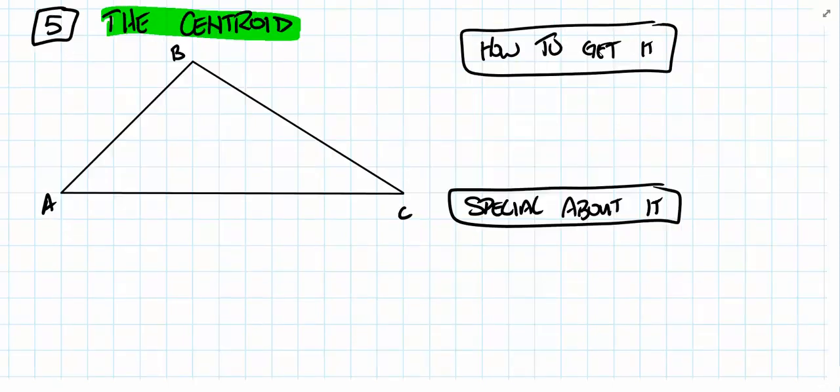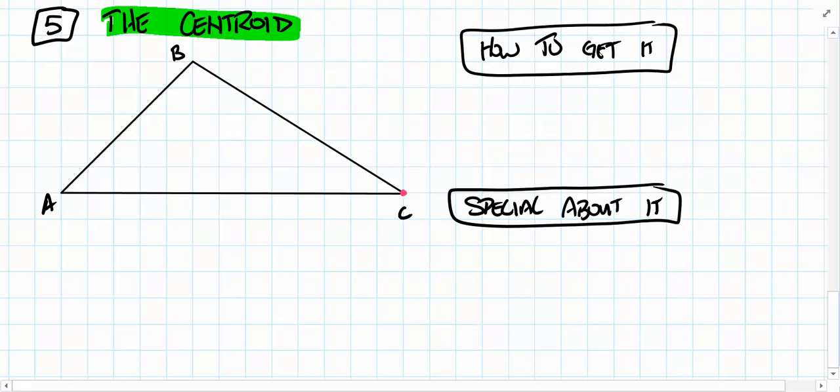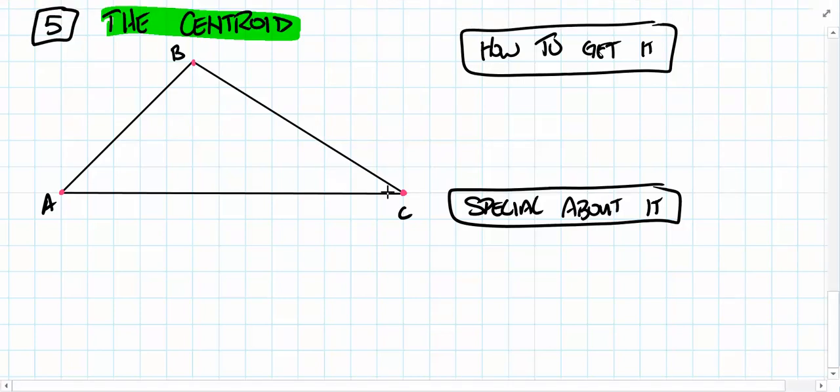So what we're going to do is construct the medians from each vertex, okay? What's the definition of a median again? Do you guys remember what the median is from a vertex? Very good. From the vertex to the middle of the other side, right? So from vertex E to the middle of the other side, it'd be about there, okay?